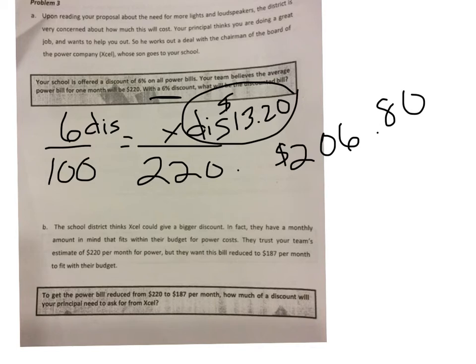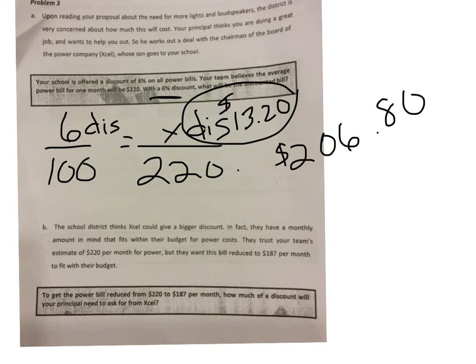And the next question is, the school district thinks XL could give a bigger discount. In fact, they have a monthly amount in mind that fits within their budget for power costs. They trust your team's estimate of $220 per month for power, but they want this bill reduced to $187 per month to fit with their budget. To get the power bill reduced from $220 to $187 per month, how much of a discount will the principal need to ask from XL? So instead of them saying they'll give a 6% discount, they're going to ask for a specific percent discount. And that's what we have to figure out.